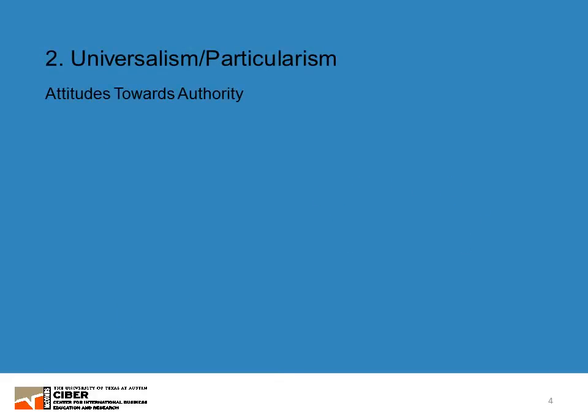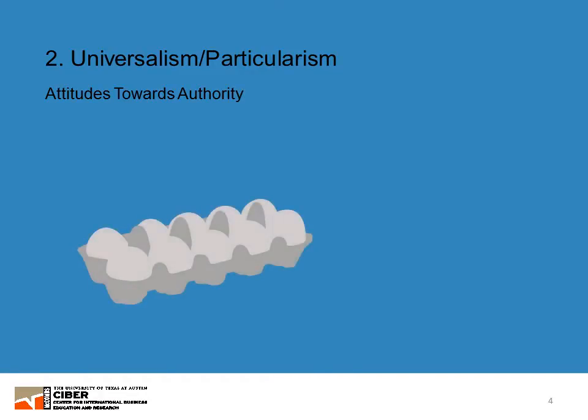The Universalism Particularism dimension reflects people's attitudes towards authority and following rules. Universalists think that rules should be followed in general, to keep things stable and avoid confusion. For Universalists, allowing exceptions seems dangerous. Extreme Universalists will follow a bad rule rather than break it.